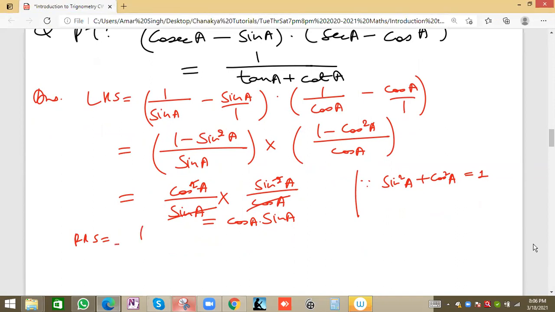So we can take tan A plus cot A, and this right hand side we can equate to cos A and sin A. If it is coming cos A and sin A, then we can say both left hand side and right hand side are equal.